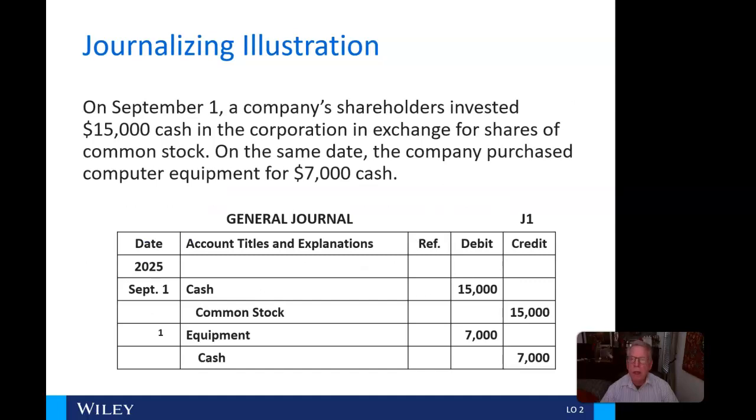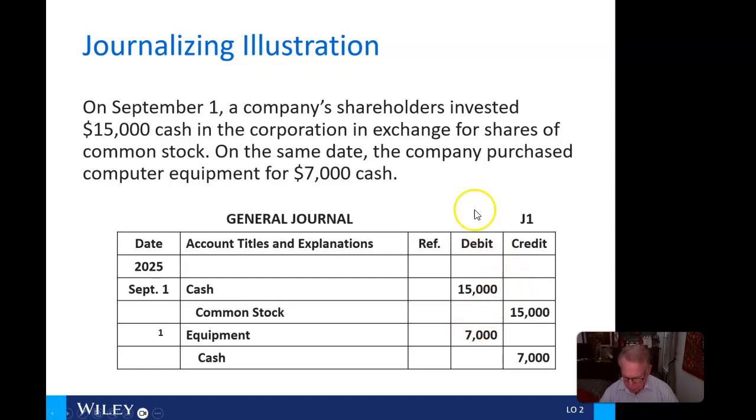Okay, let's look at one. Here, a company's stockholders invested $15,000 cash in the corporation in exchange for shares of common stock. On the same day, the company purchased computer equipment for $7,000 cash. So here you can see our general journal, and on September 1, our cash went up, our common stock went up, so we debited cash $15,000, and common stock being a right-hand side account, we credited it to increase it.